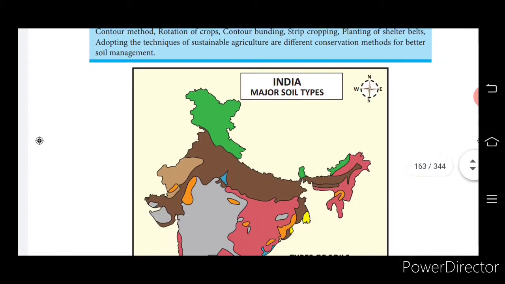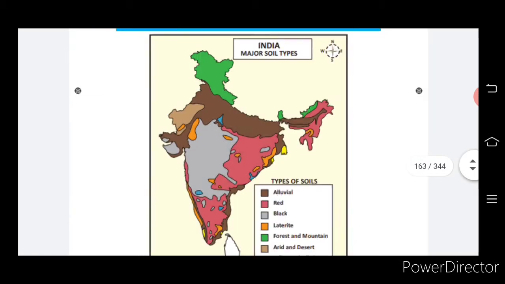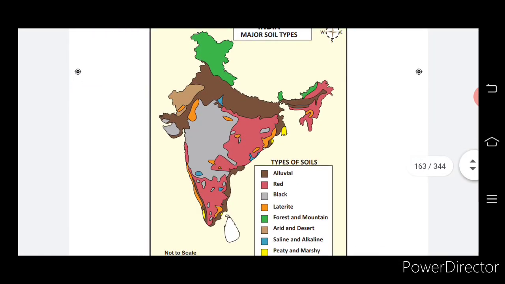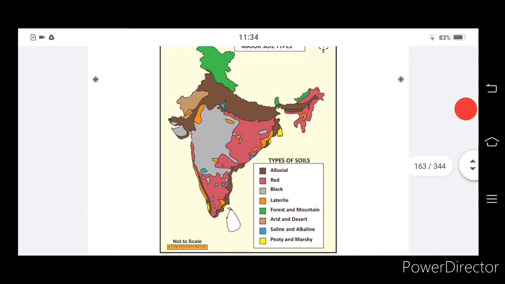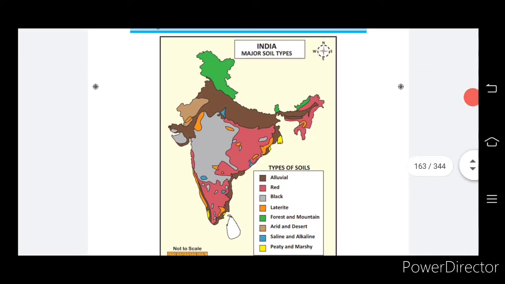Now coming to the major soil types, I'm going to explain you through the map. Okay, just look at the map, children. Clearly it is shown. Now coming to the alluvial soil, alluvial soil has been distributed in the northern part of India, that is the topmost below the Jammu and Kashmir. Most of the areas are alluvial soil.